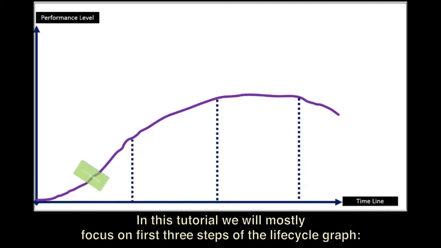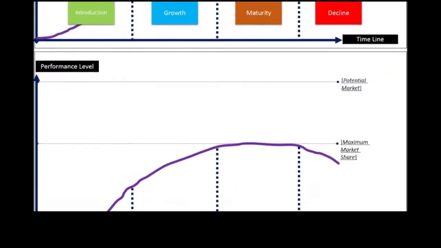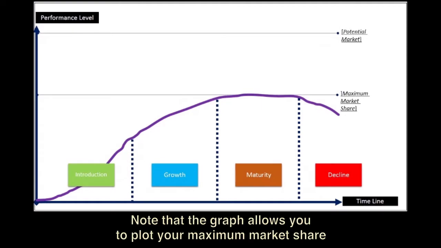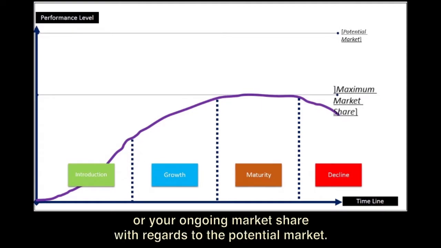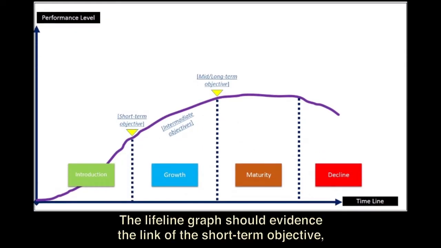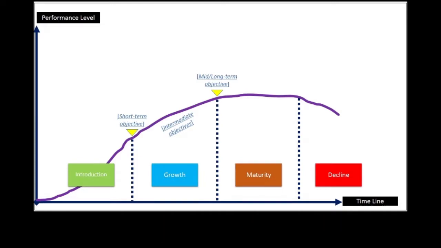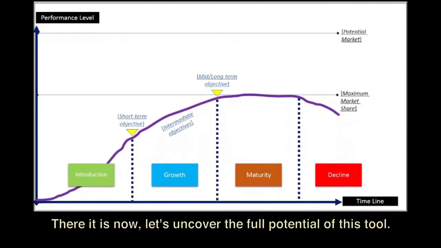In this tutorial, we will mostly focus on the first three steps of the lifecycle graph: introduction, growth, maturity, and we'll cover partially the decline phase. Note that the graph allows you to plot your maximum market share or your ongoing market share with regards to the potential market. The lifeline graph should evidence the link with the short-term objective, intermediate objectives, and mid-long-term objectives for your product. Let's uncover the full potential of this tool.